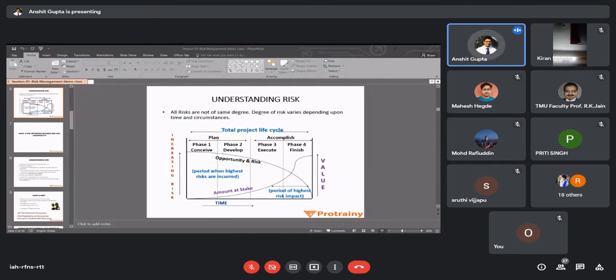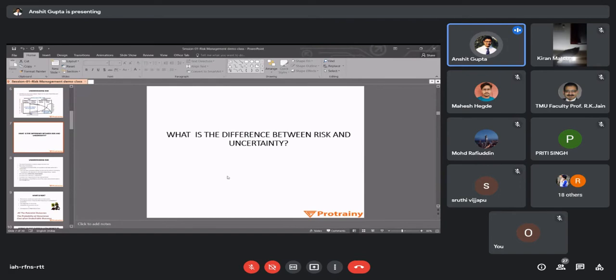Now, what is the difference between risk and uncertainty? Yeah, so I have changed the slide. Whenever the slide does not change, please, anyone, just interrupt me in the middle itself. Okay, right now I have changed the slide. It's visible, sir. Okay, thank you.